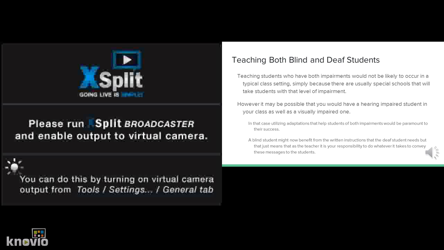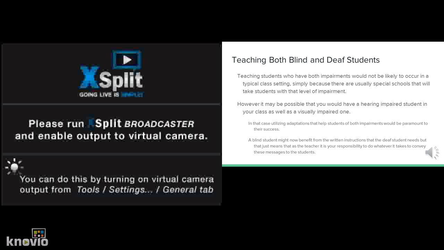But there is the opportunity that you might have both a blind student and a deaf student, or some sort of visually or auditory impaired student, separately in the same class or just in different class periods. If that is the case, and let's say they're in the same class period, then you need to make sure that when you're teaching that class period, you accommodate both of them.